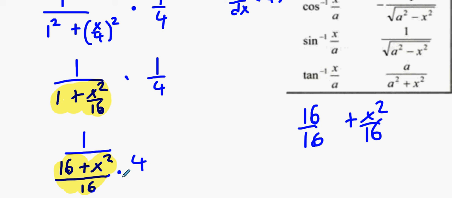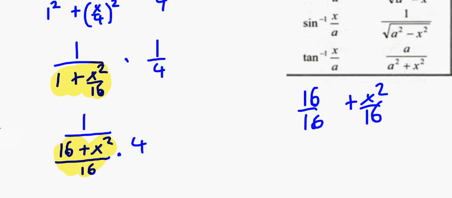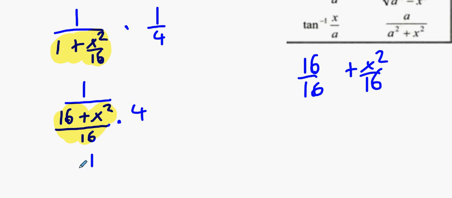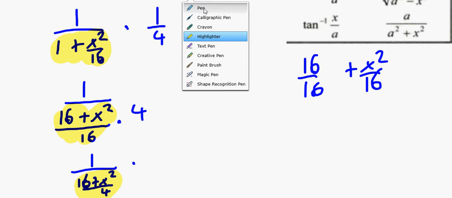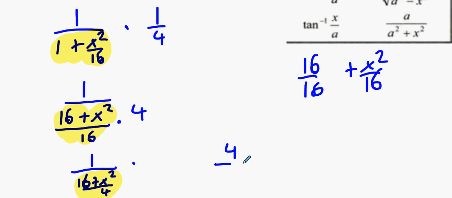Now I've got to multiply this by 4, which means I can simply just go after the bottom there. So it's going to be 16 plus x squared all over 4. What should I do with the bottom? The yellow part, what should I do with the yellow part? Just turn upside down and I have my answer then, don't I? What's my answer? 4 over.